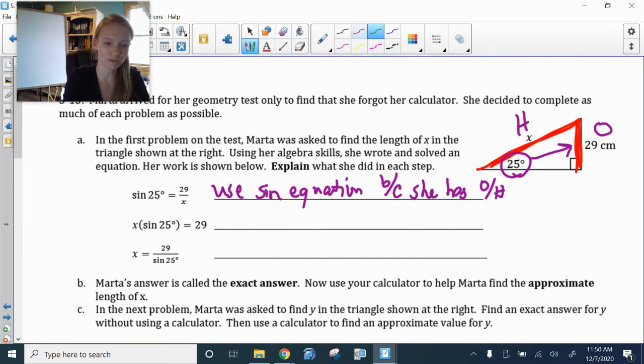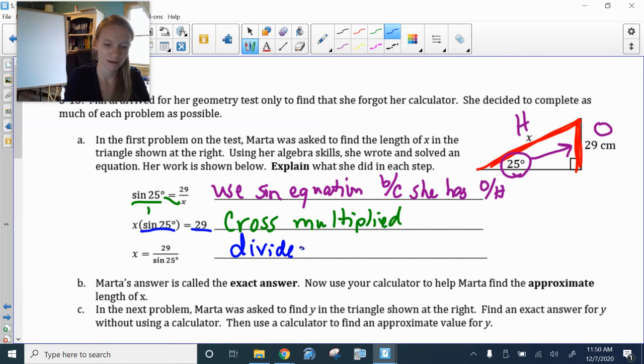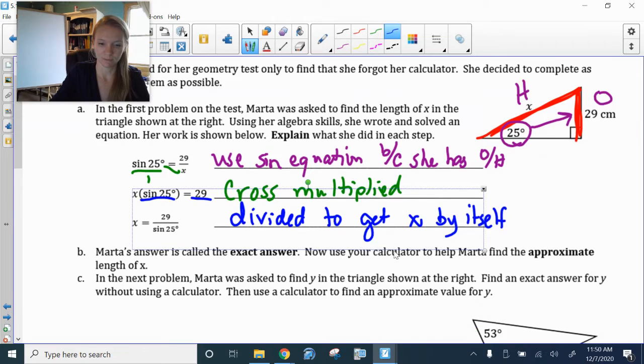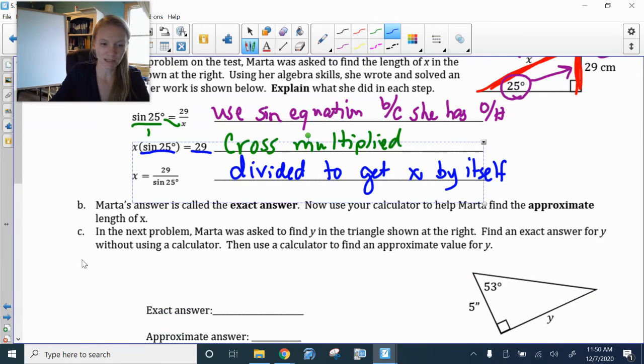So then what did she do? We can see, like how we've done, she plopped that over 1, so she just cross multiplied, and to get x by itself, then she divided. So Marta's answer is called the exact answer. That's kind of what we've been working towards.